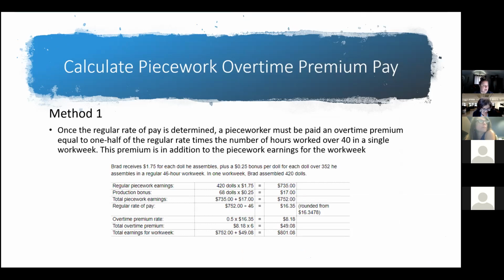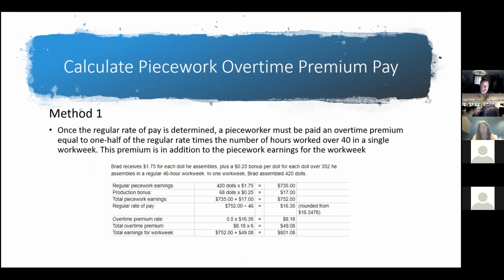Piecework, again, let's talk about, there's a couple different methods to do piecework. So let's look at this one. Brad receives $1.75 for each doll he assembles, plus 25 cents bonus per doll for each doll over 352 he assembles in a regular 46-hour work week. In one work week, Brad assembles 420 dolls.